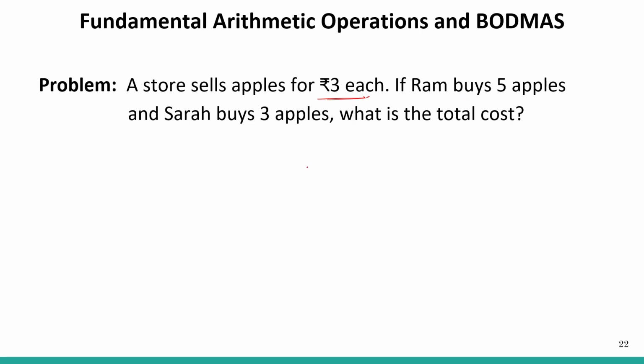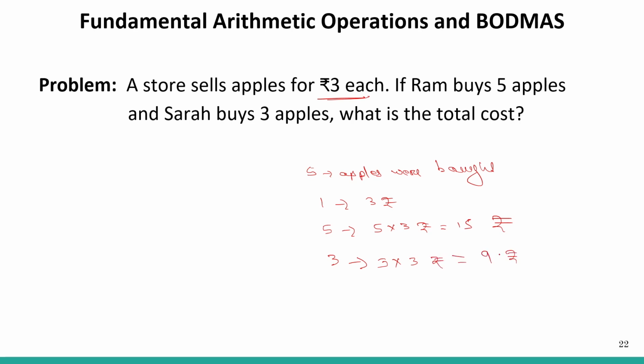So you can see that 5 apples were bought. If one apple is 3 rupees, then 5 apples cost 5 into 3 rupees, that is equal to 15 rupees. If Sarah buys 3 apples, so 3 into 3 rupees, that is equal to 9 rupees. So what is the total cost? Ram bought 5 apples, Sarah bought 3 apples. In total, it will cost them 15 plus 9, that is equal to 24.